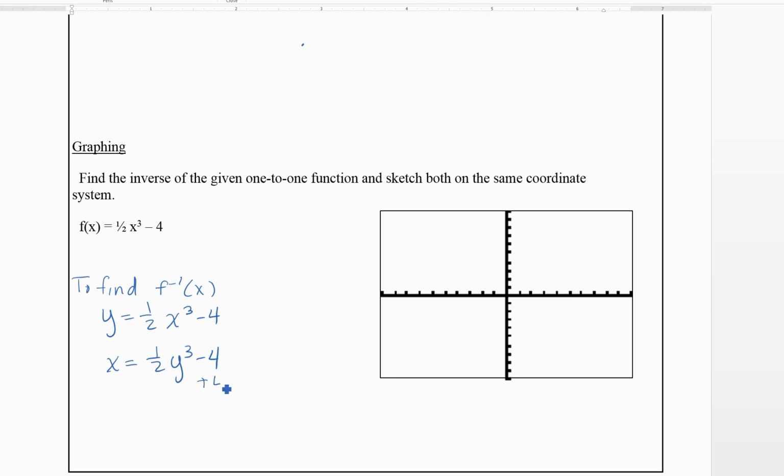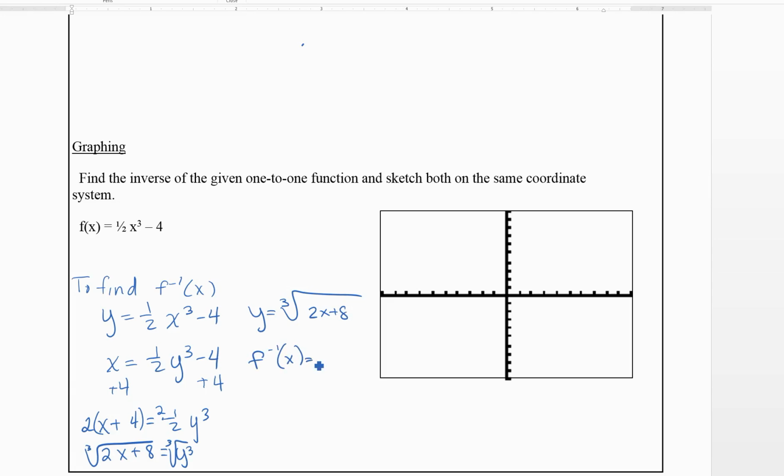So first I'm going to add 4 to both sides. So x plus 4 equals 1/2 y cubed. Now to get the y term by itself, I need to multiply both sides by 2. And we'll distribute the 2, so we'll have 2x plus 8 equals y cubed. And now, since we have y cubed, to solve for y, we need to take the cube root of both sides. So here we have y equals the cube root of 2x plus 8. So we'll say f inverse of x equals the cube root of 2x plus 8.